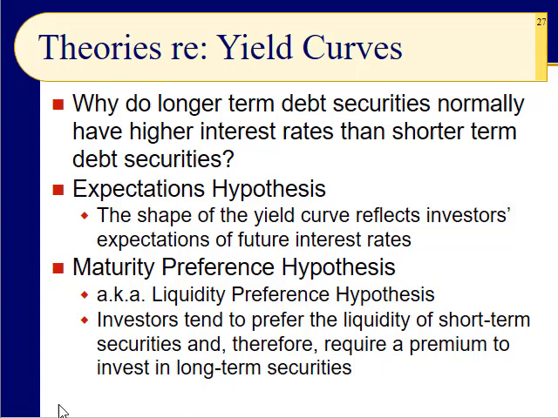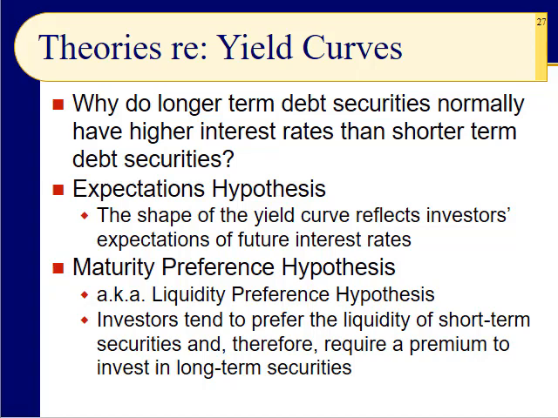The maturity preference hypothesis is also called the liquidity preference. Investors tend to prefer the liquidity of short-term securities and therefore require a premium to invest in long-term securities. Well, that's what we said. If you're going to lend your money out for 15 years, there's a whole lot more room for things to mess up than if you lend your money out for just a short period of time.